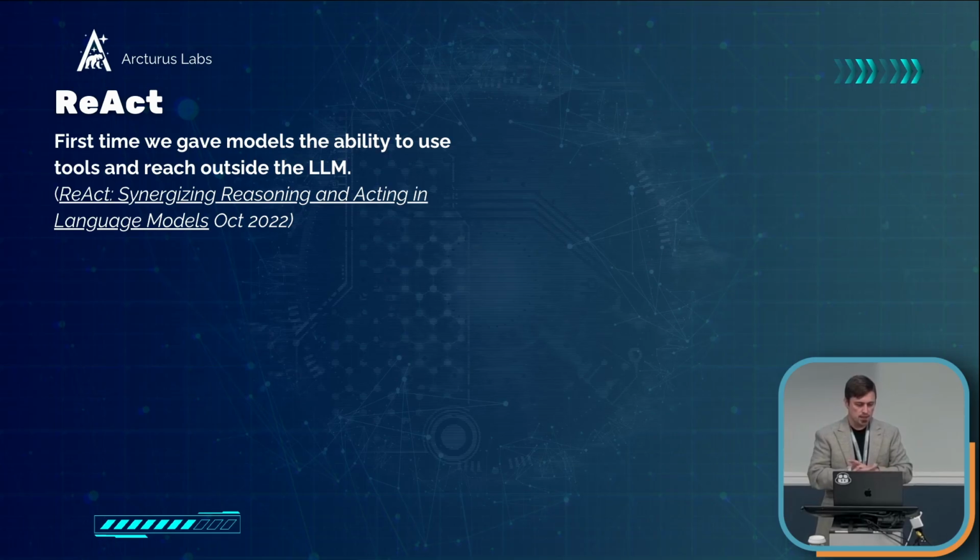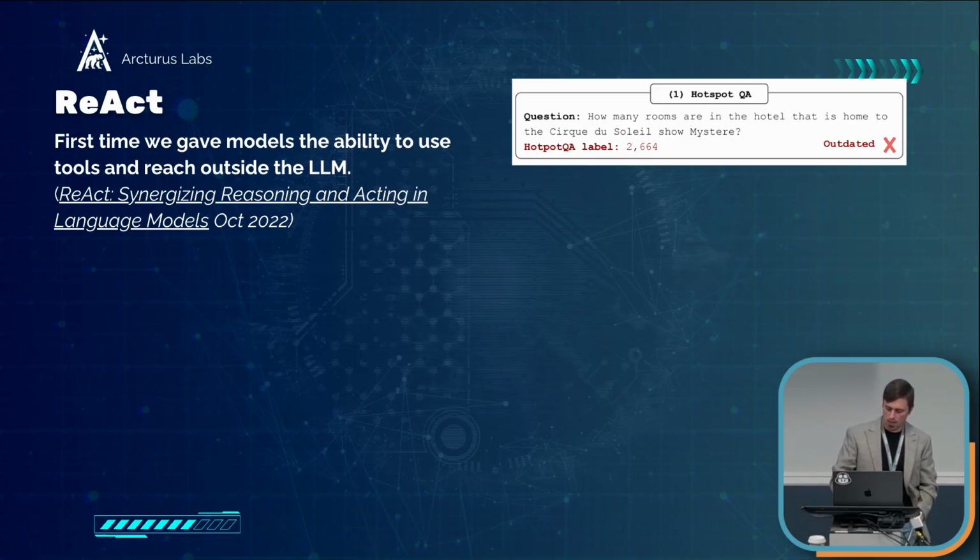ReAct is another super important developmental step in prompt engineering. Initially, when you ask these models complicated questions, like how many rooms are in the hotel that is home to the Cirque du Soleil show Mystery, then of course you get the knee-jerk reaction again. How can this possibly be a correct answer?